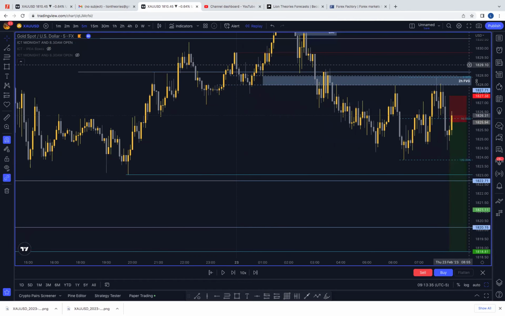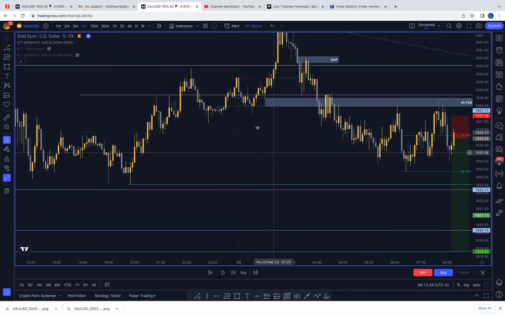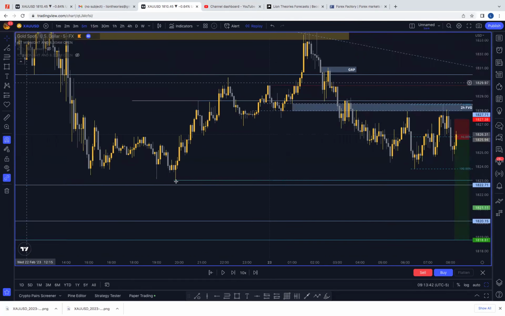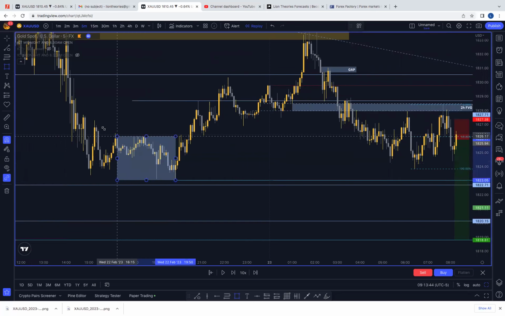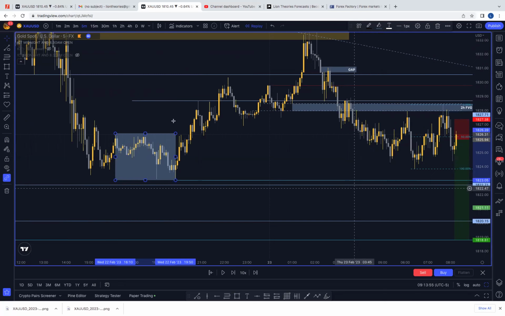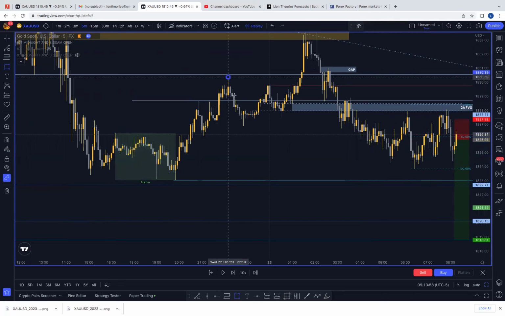Another thing, before we actually see the move, another thing I noticed is this little market maker sell model. You've got this original consolidation, or the OC, whatever you want to call it. And you've got reaccumulation over here. And you've got smart money reversing price in the breaker.